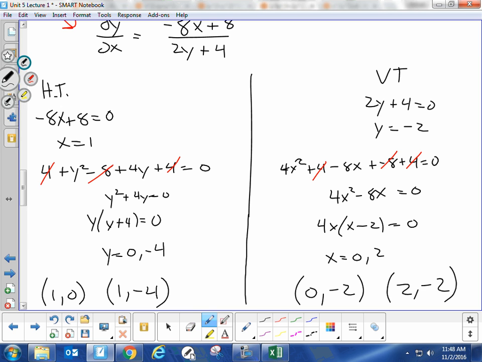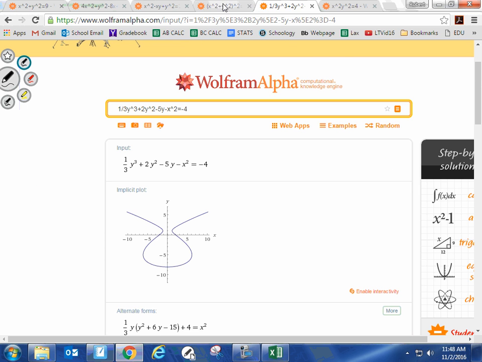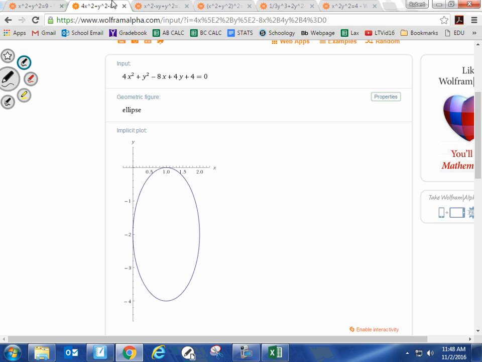Now that is somewhat satisfying, but what makes it really satisfying is if we actually saw that those are the correct locations. I have graphed this. There. This is 4x squared plus y squared minus 8x plus 4y plus 4. It is an ellipse that is kind of shifted over. Where do I have a horizontal tangent? At the top, at (1, 0), at the bottom, at (1, negative 4). My vertical tangents are here at (0, negative 2) and at (2, negative 2). So that's fantastic.